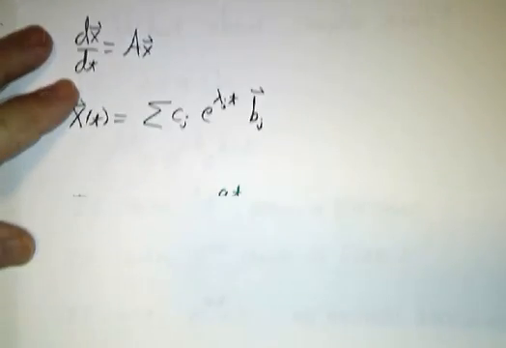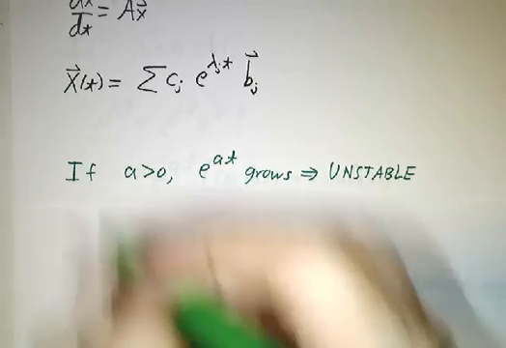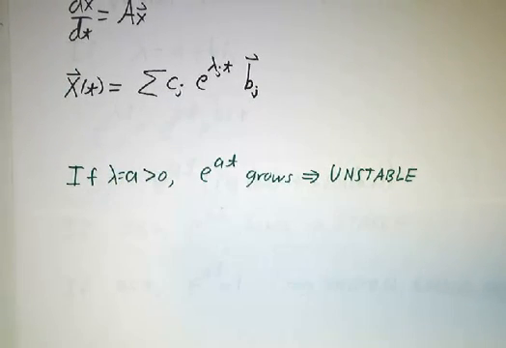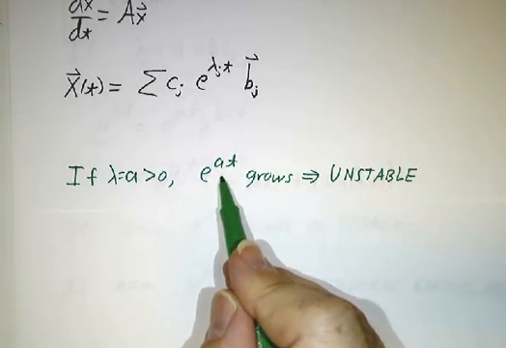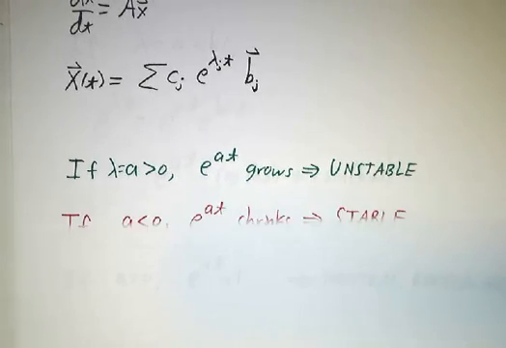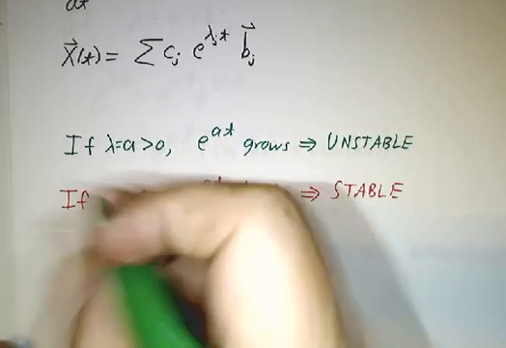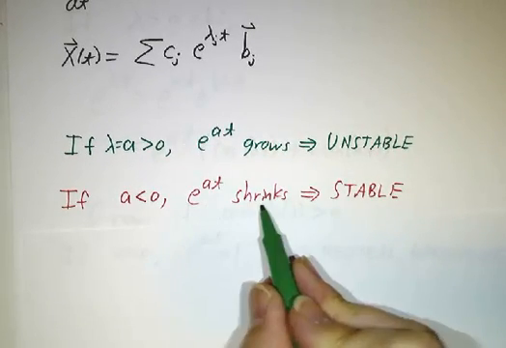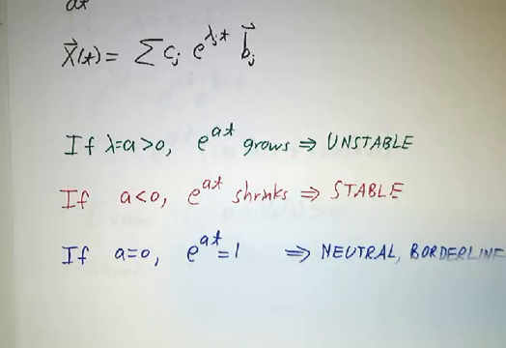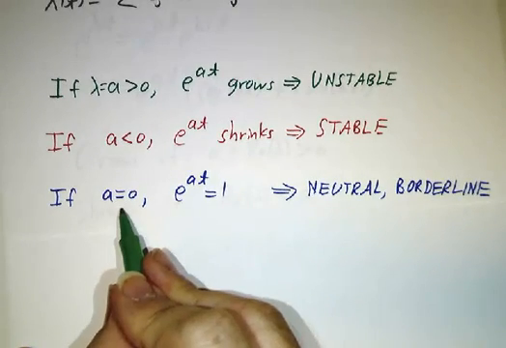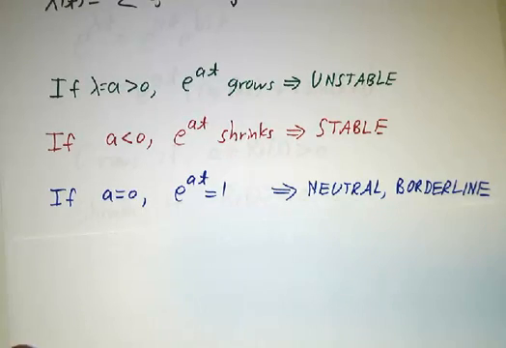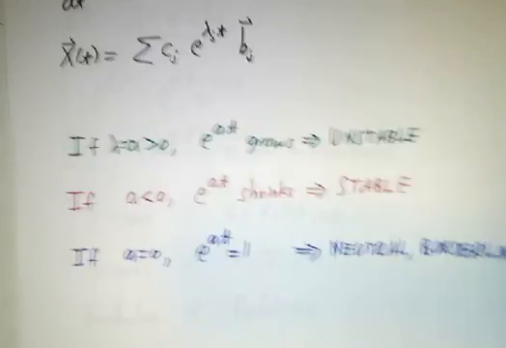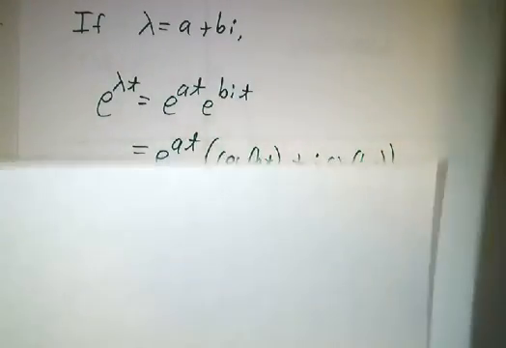And we say, hey, if we have an eigenvalue, call it a, and it's positive, then e to the at grows, and we call that unstable. If the eigenvalue is negative, then e to the at shrinks, and we call that stable. And if the eigenvalue is 0, then e to the at is just 1, and we call that neutral or borderline. But that's leaving something out. And the thing that's left out is complex eigenvalues.